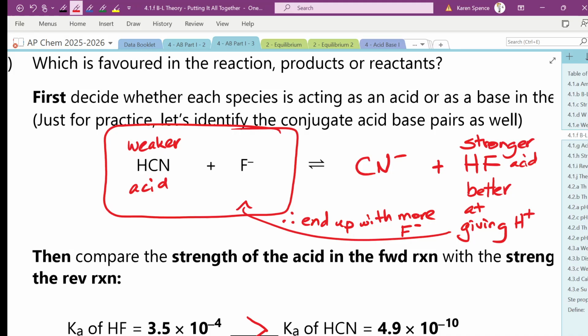So this will be your stronger acid. As it turns out, this will also be your stronger base. And this will be your weaker base. Whichever side has the weaker acid and base will always be favored, because the strong ones are good at pushing away from themselves. Yeah?